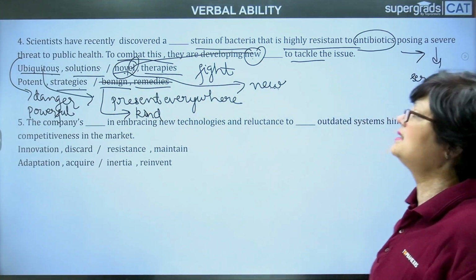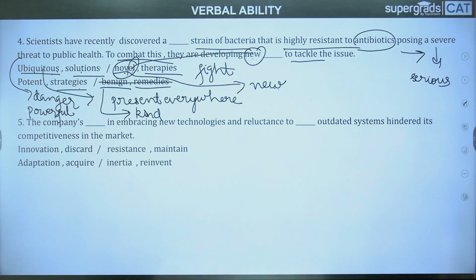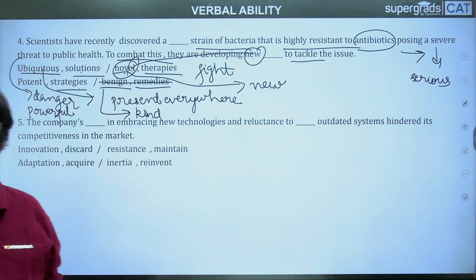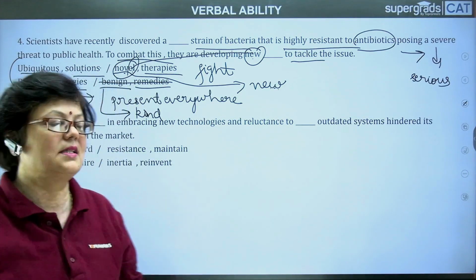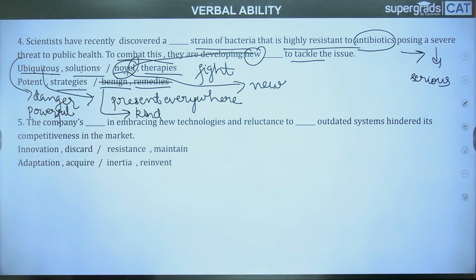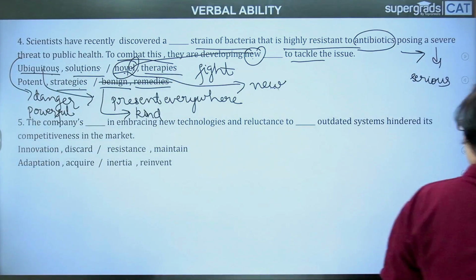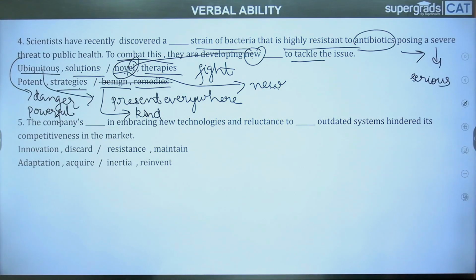Let us check the answer. Scientists have recently discovered a novel strain of bacteria that is highly resistant to antibiotics, posing a severe threat to public health. To combat this, they are developing new therapies to tackle the issue. So, in this way, you find that by eliminating options, you are able to reach the correct answer. Let us take the fifth sentence. The company's dash in embracing new technologies and reluctance to dash outdated systems hindered its competitiveness in the market.